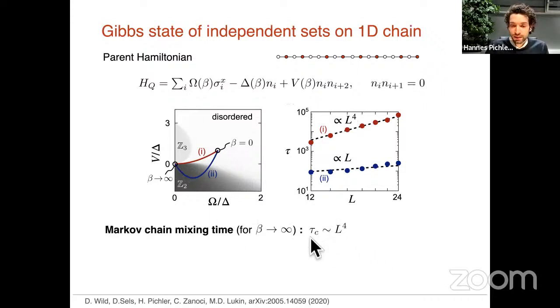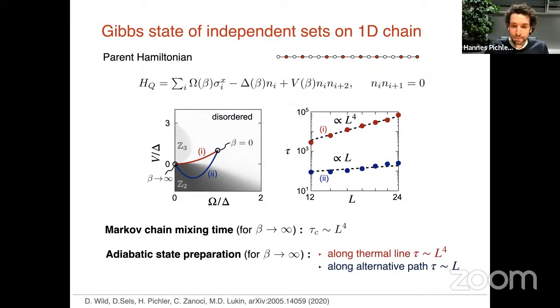And what you see is that the time it takes to reach the state scales with the 4th power of the system size, which is the same time that the classical single spin flip Markov chain takes, because this is an activated diffusion problem.